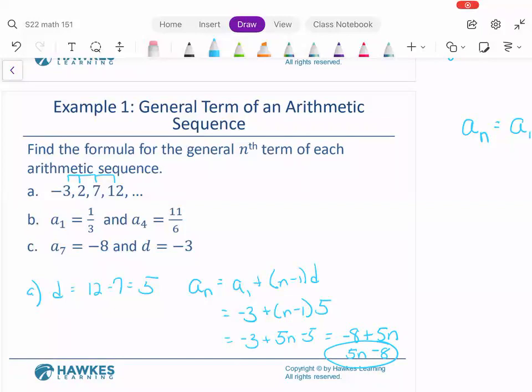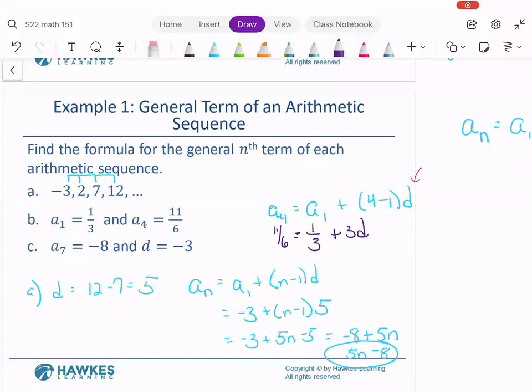In the second example, a sub 1 is also given, but we don't know two consecutive terms. We know a sub 1 and a sub 4. Well, we know that a sub 4 is going to equal a sub 1 plus n minus 1, so for a sub 4, 4 minus 1 times d. So we have everything but this d value. We know a sub 4 is 11 over 6, and we know a sub 1 is 1 over 3. So this becomes plus 3d.